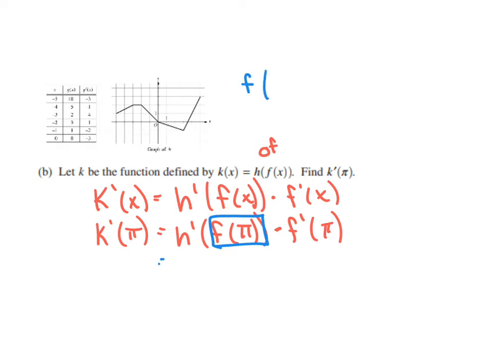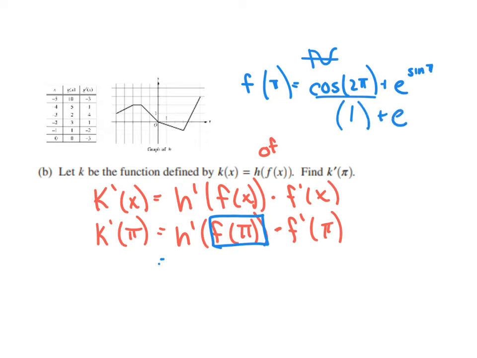And f was, let's see, f of pi would then equal the cosine of 2 pi plus e to the sine of pi. So again, I'm going to picture my cosine graph. The cosine of 2 pi would be 1 plus e to the sine of pi. So picture that sine curve. The sine of pi is 0. e to the 0, though, remember, is 1. Anybody to the 0. So I would say f of pi is equal to 2.